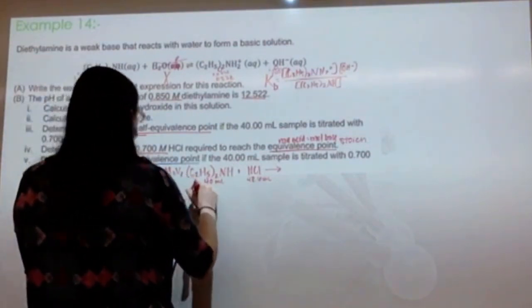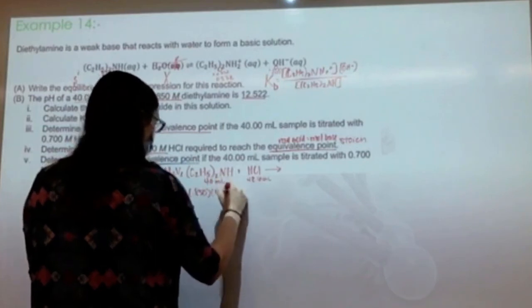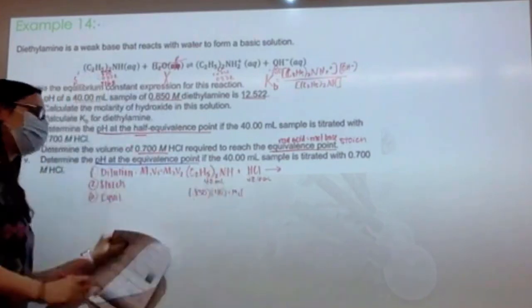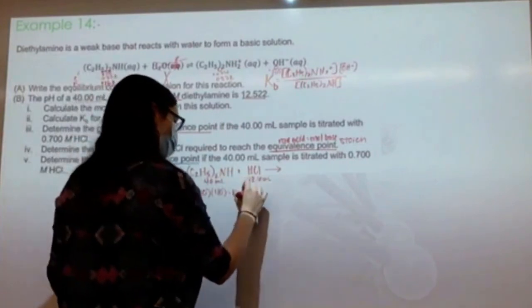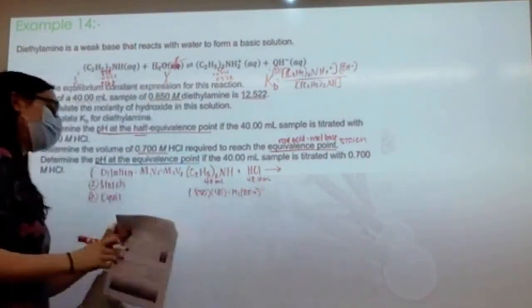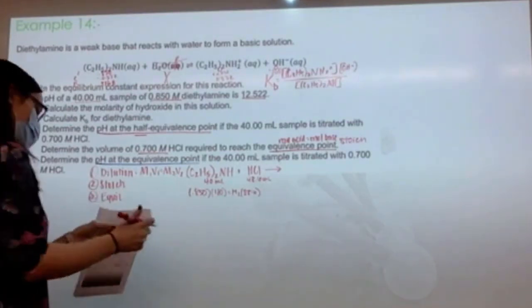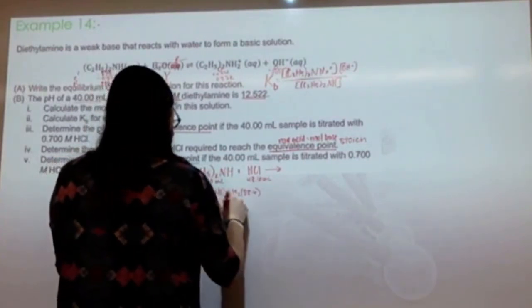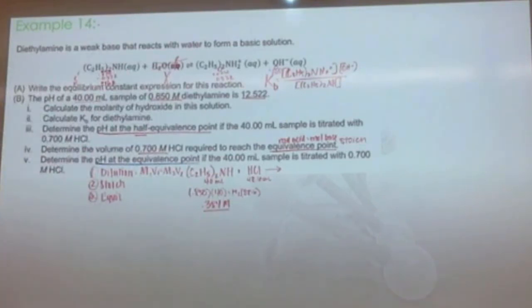So diethylamine was 0.850 molar. We had 40 milliliters of it. I'm going to find the new molarity when these get added together. So the new volume is 88.6 milliliters. So the new molarity of diethylamine is 0.384 molar. Notice I'm almost cutting it in half, a little more than in half.